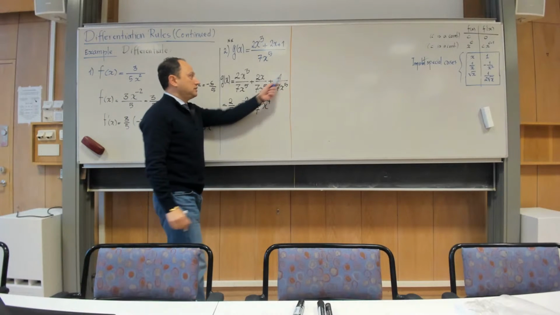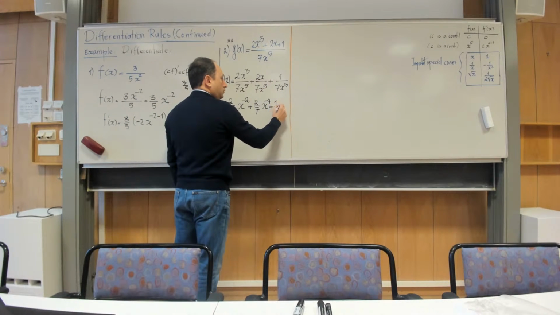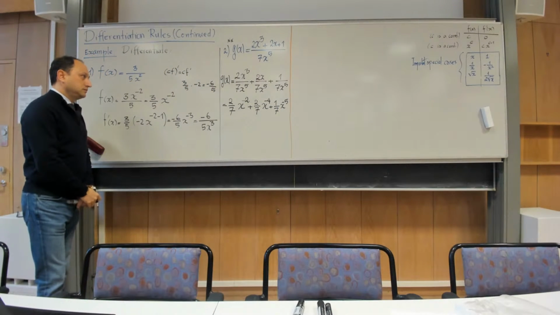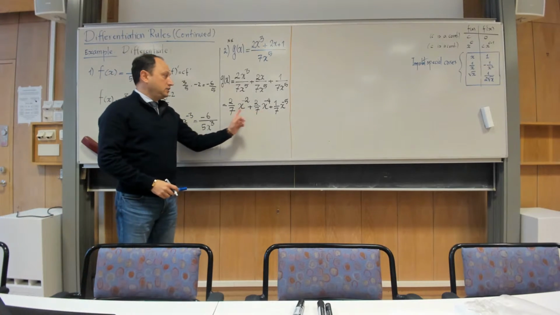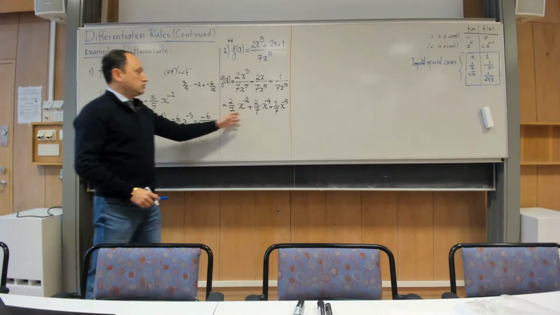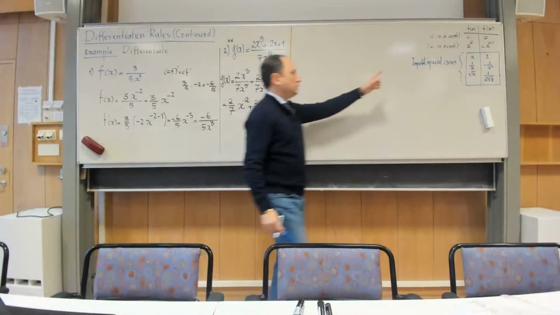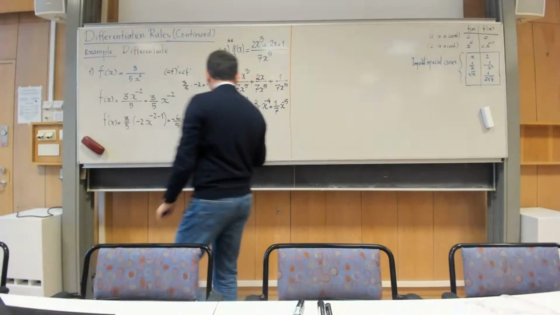And this one, there is nothing I can do. I just bring it up. So it becomes 1 over 7, x to the power of negative 5. So now everything is in order. I can use these rules, the sum rule and the multiplicative constant rule, together with these formulas in my table. So let me just do it quickly.